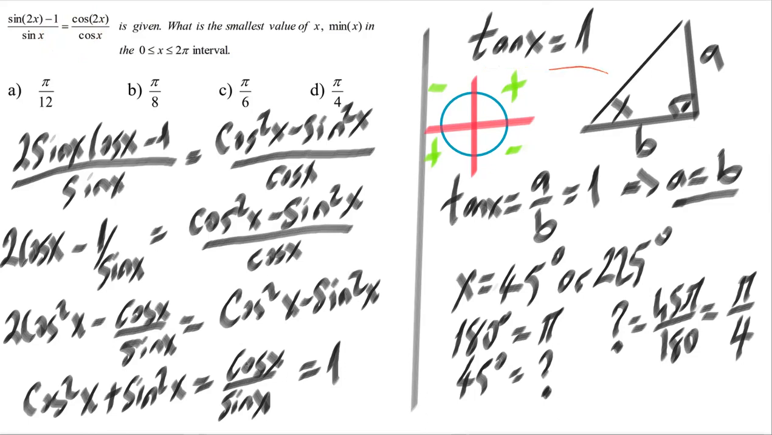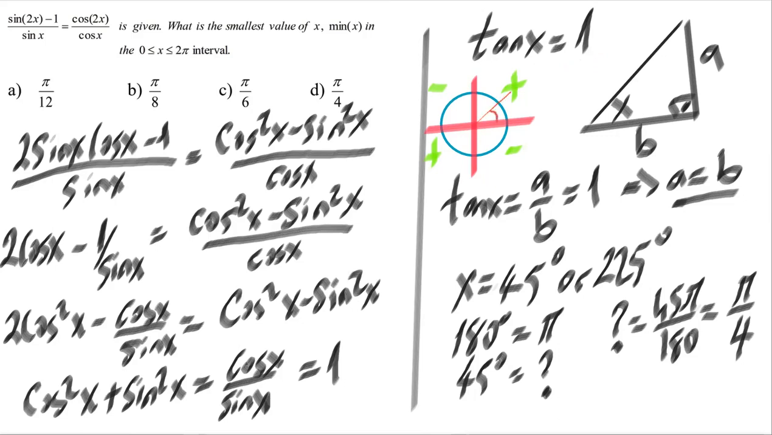Now we need to think about this. Which angles provide this value? To get tangent value 1, it means these two are equal because tangent is opposite divided by adjacent. So if this value is 1, it means A equals B, so this is an isosceles triangle. And it is possible if angle is 45 or it is here, 180 plus 45. So tangent is positive only in these two quadrants because the other two are negative. So there are two solutions for this.